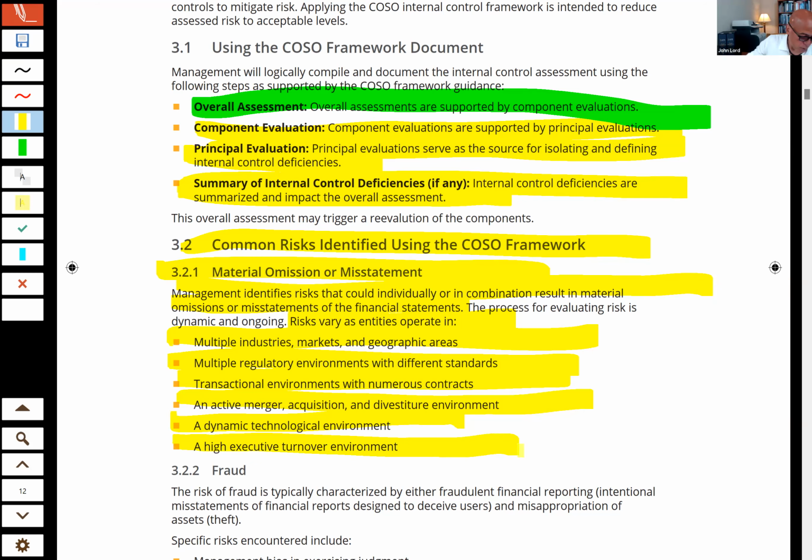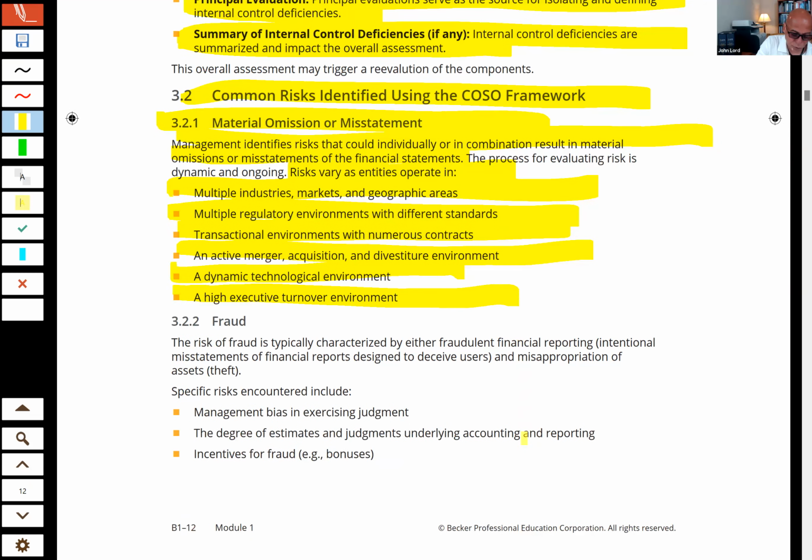Okay, now let's take a look at fraud. Now, fraud really can come in 2 varieties. There's financial reporting fraud, and there's misappropriation of assets, sometimes called larceny. So there's lying, which is on the financial reporting side. There's stealing, which is the misappropriation of assets. Sometimes I've seen that called larceny. Okay, so the risk of fraud is typically characterized by either being financial reporting or misappropriation of assets.